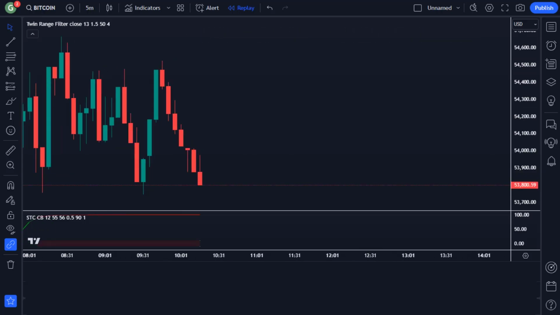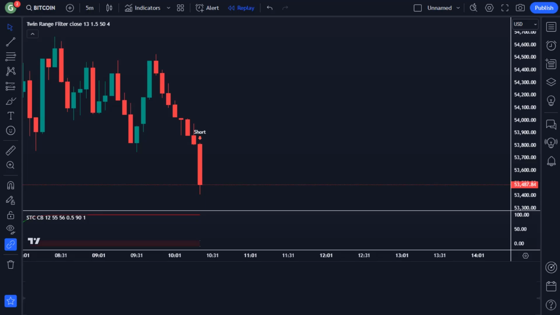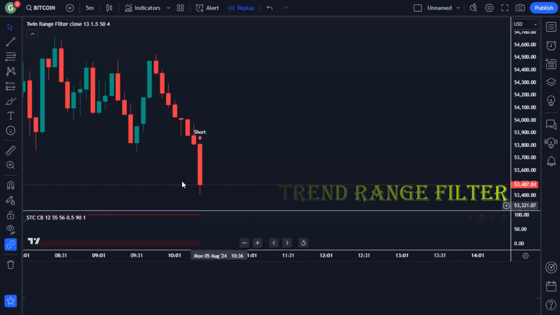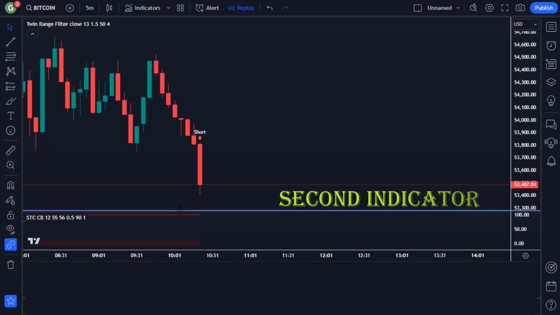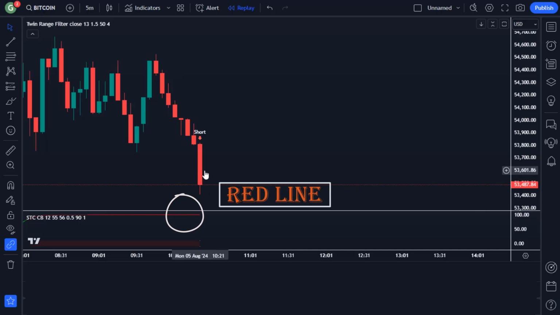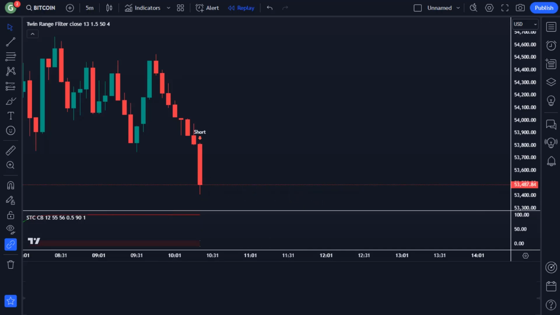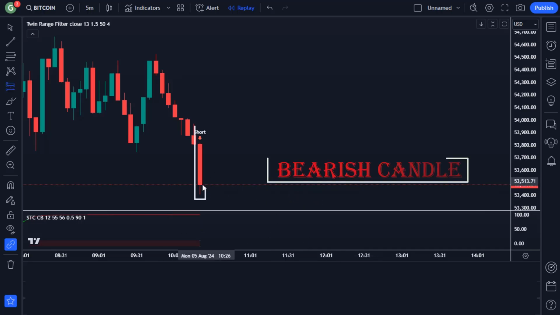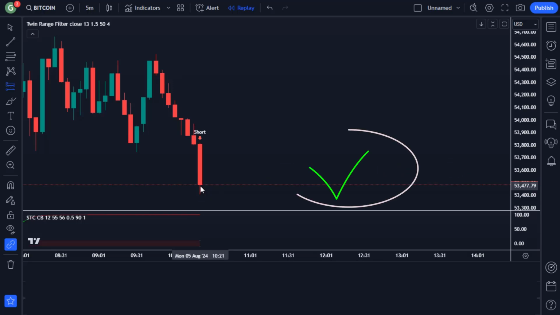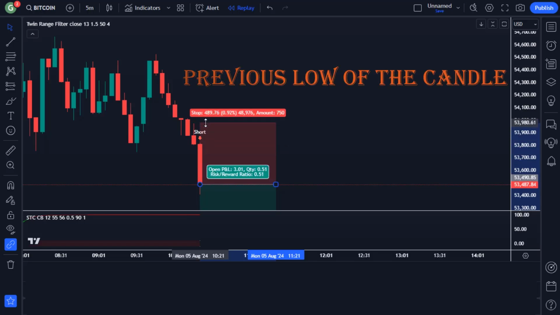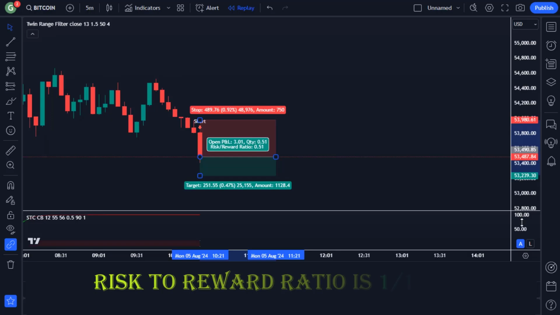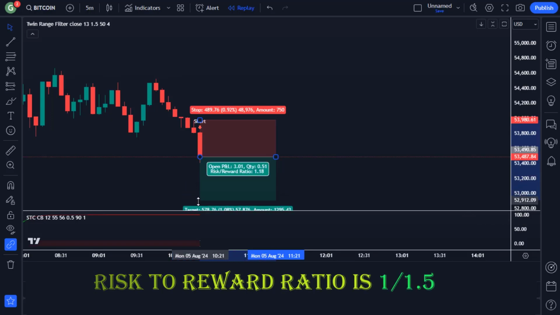Let's start the video. You can see here we got a sell signal. First look at the Twin Range Filter indicator, it gives a sell signal. Now if we look at the second indicator, it makes a red line. And now for the last confirmation, there should be a bearish candle here. If this condition is fulfilled, then we will place a sell order. Our stop loss is to be placed at the previous low of the candle, and the risk to reward ratio will be 1:1.5.